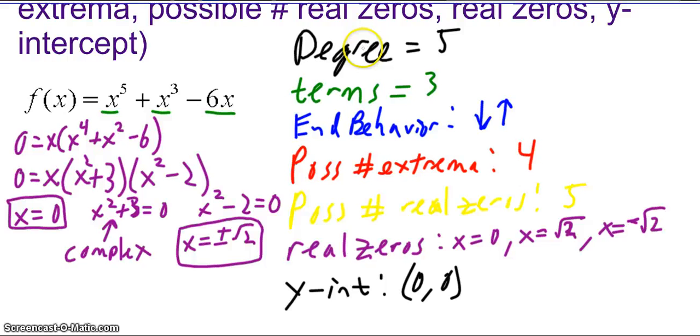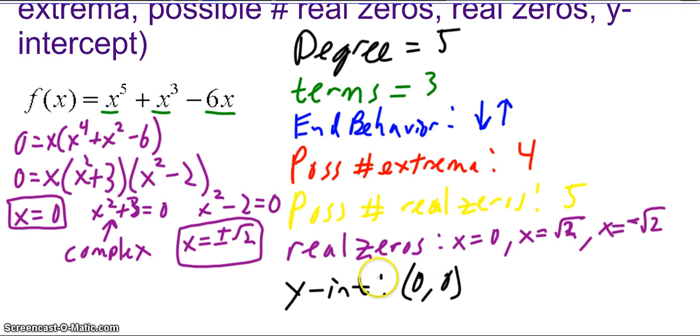Okay, so hopefully you got that the degree was 5. That's our highest exponent. The number of terms, there are 3 terms. Remember, terms are separated by addition or subtraction, so I have 3 separate terms here. The end behavior, I have a positive leading coefficient and an odd degree, so it's going to be down left, up right. The possible number of extrema or turns, the degree is 5, so that's going to be 1 less, which is 4. The possible number of real zeros are 5, because that is the degree.